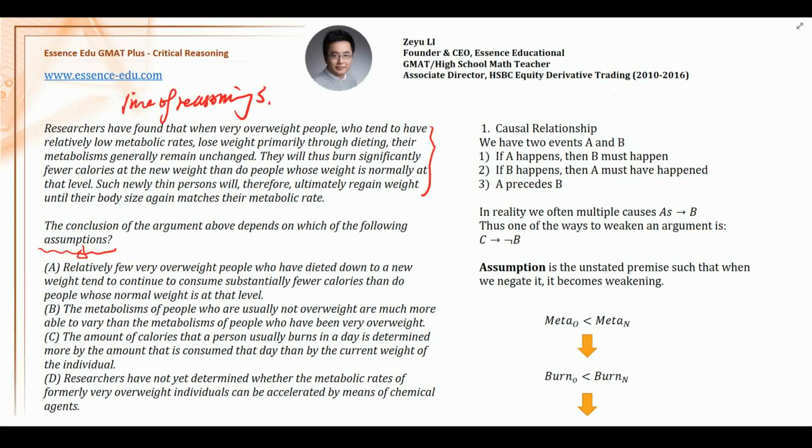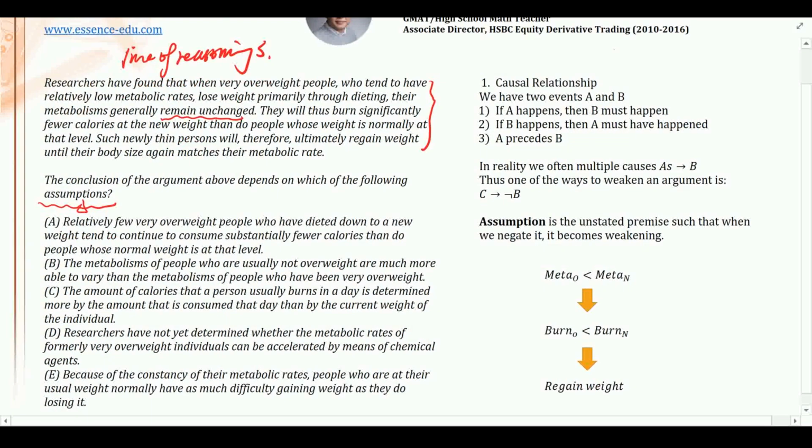Researchers have found that when very overweight people, who tend to have relatively low metabolic rates, lose weight primarily through dieting, then metabolism generally remains unchanged. So this sentence gives us a scientific fact, right? When overweight people lose weight through dieting, their metabolic rate remains unchanged, still lower than the normal people. I summarize with a very simple notation: the metabolic rate of originally overweight people will be lower than the normal people.